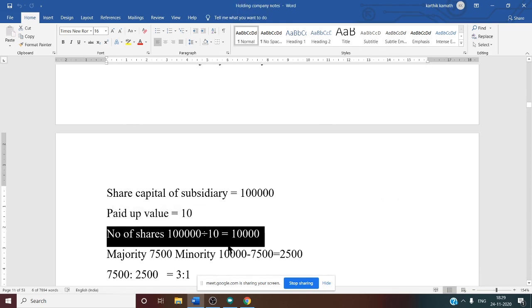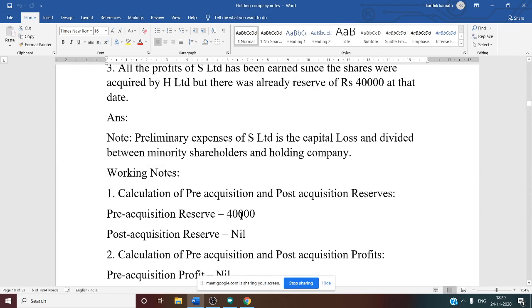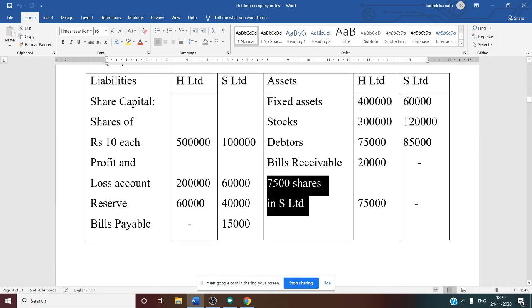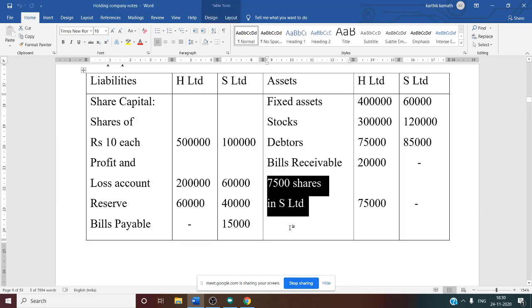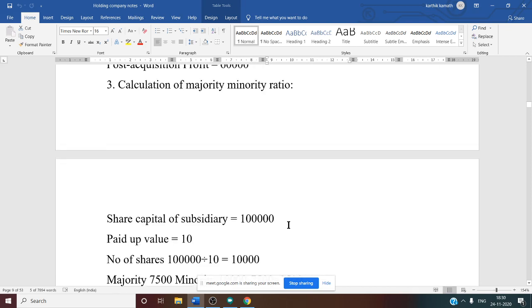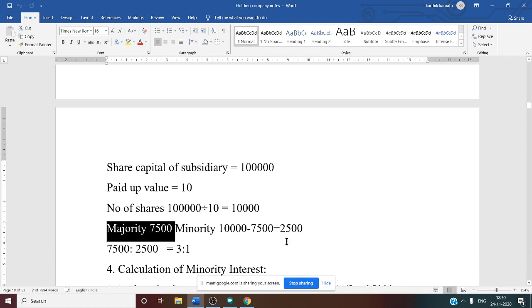Now, among these 10,000 shares in the subsidiary company, how much is the holding company taking? That is given in the question, as a form of investment. 7,500 is taken by the holding company. So out of 10,000, 7,500 is the majority. Very clear. This 7,500 is nothing but the investment.